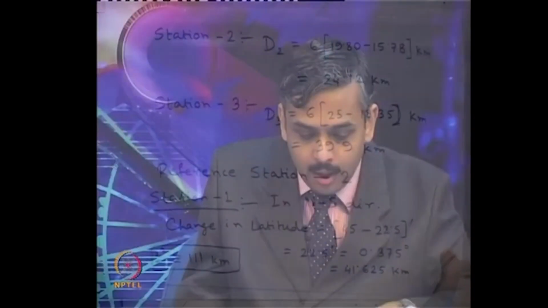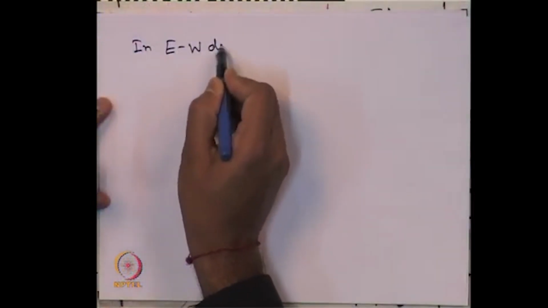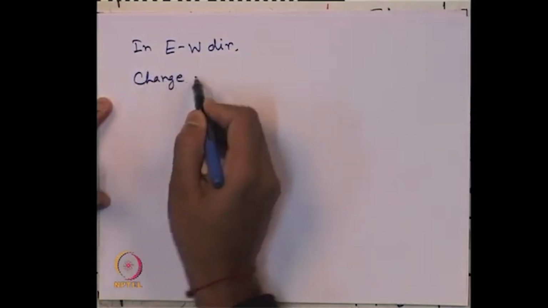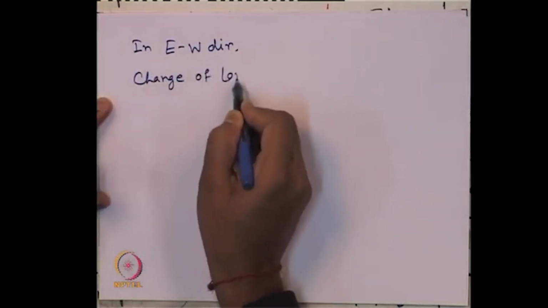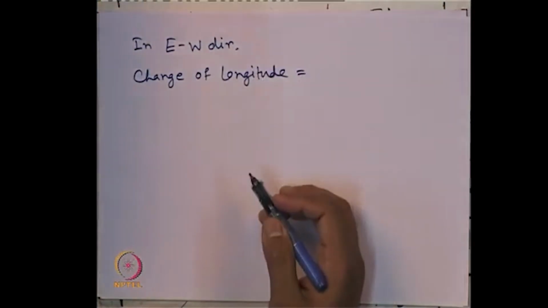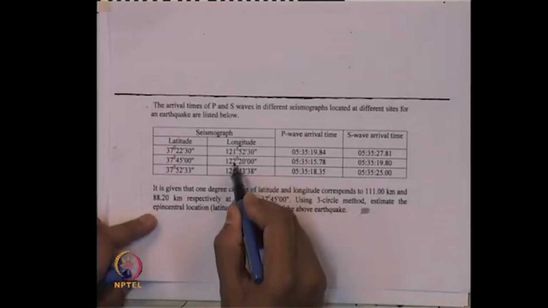Okay. Next, we have to see the longitude change. So, now in the east-west direction, that is, in the longitudinal change direction, we have to find out what the change is. So, the change of longitude is, let us see how much the change in longitude is. There is a change in the degree also.